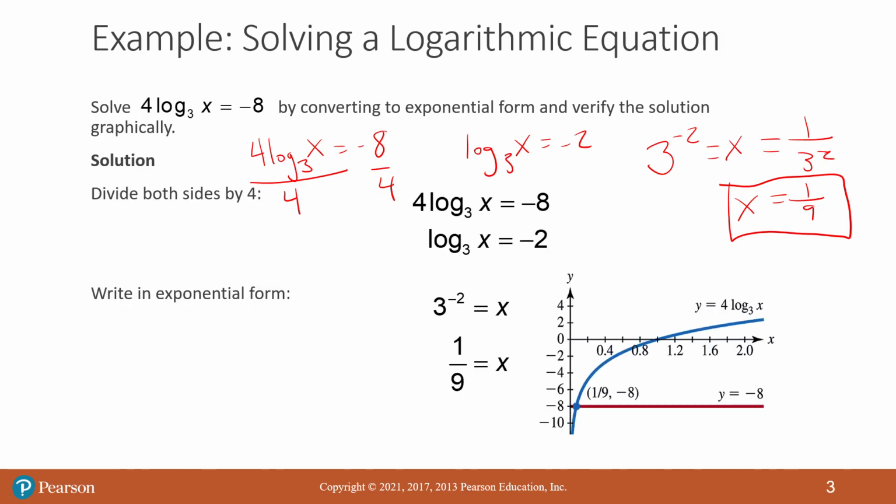Now if we were to verify this graphically, we'd want to let y1 in our graphing calculator be 4 log base 3 of x, and we'd want y2 to be negative 8. And then we would do second calc, value for the intersection. We'd run the intersection function, and we would also be able to find this point, 1/9 and negative 8. So that is verifiable if you graph it on a graphing calculator.